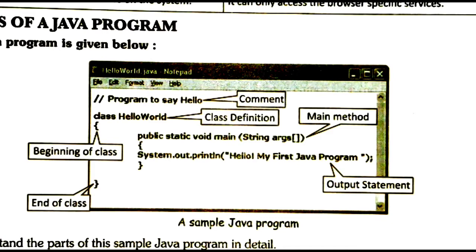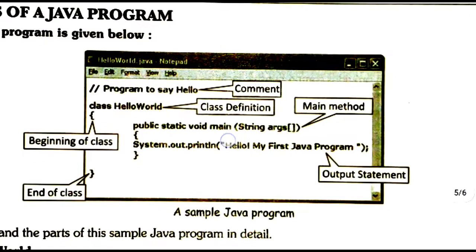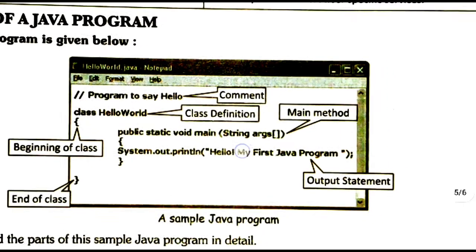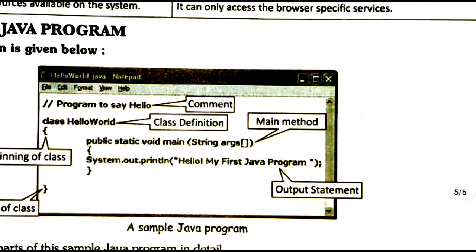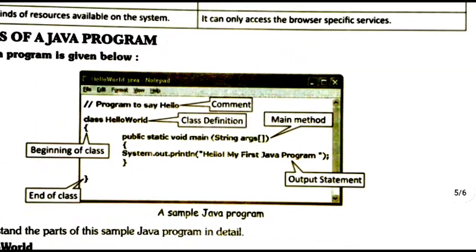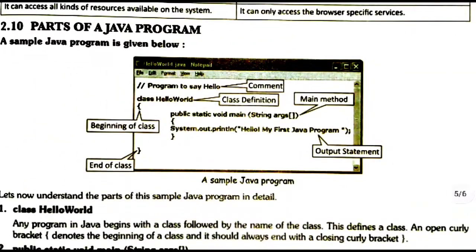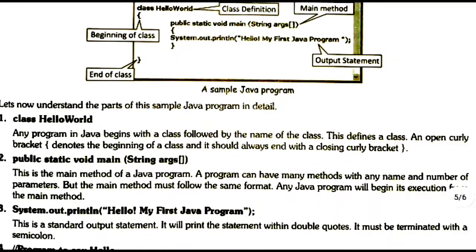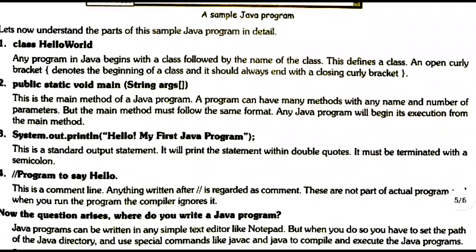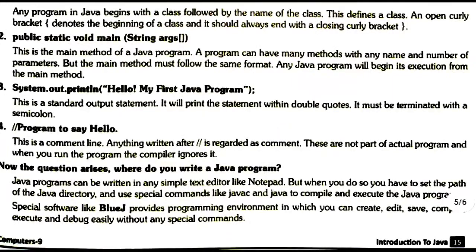So when you run this program and start the main method, the main method will print this message on the screen. What is the message? Hello my first Java program. So these are the different parts of a Java program. Clear? And I have explained all these to you one by one.